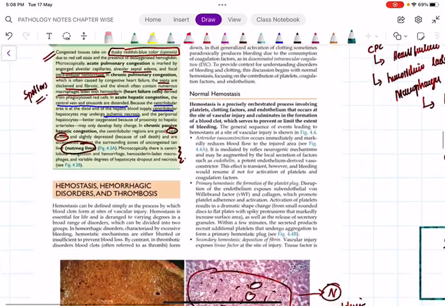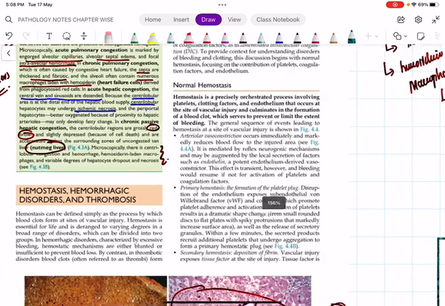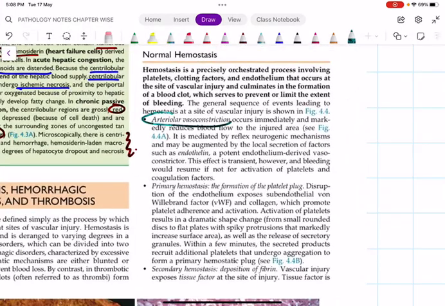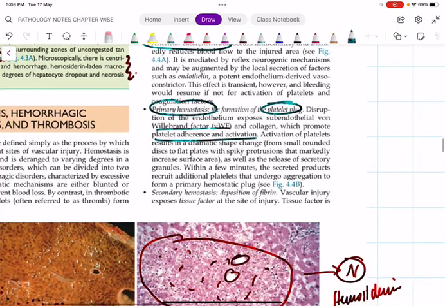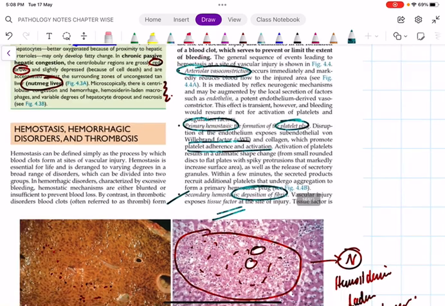Normal hemostasis. I'm just going to highlight the important points. First, there will be arteriolar vasoconstriction. Primary hemostasis is mainly by platelet plug formation. We have von Willebrand factor, and the collagen will promote platelet adherence and activation. Secondary hemostasis is activation of the coagulation pathway, that is the clotting pathway. Tissue factor will be exposed, and this will activate the coagulation cascade that produces secondary hemostasis.